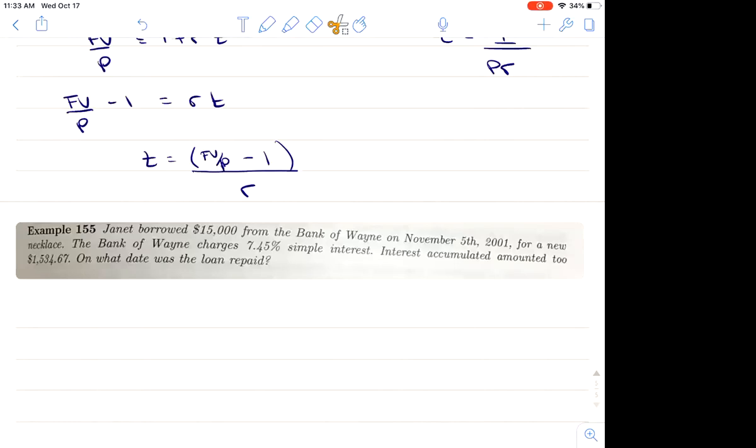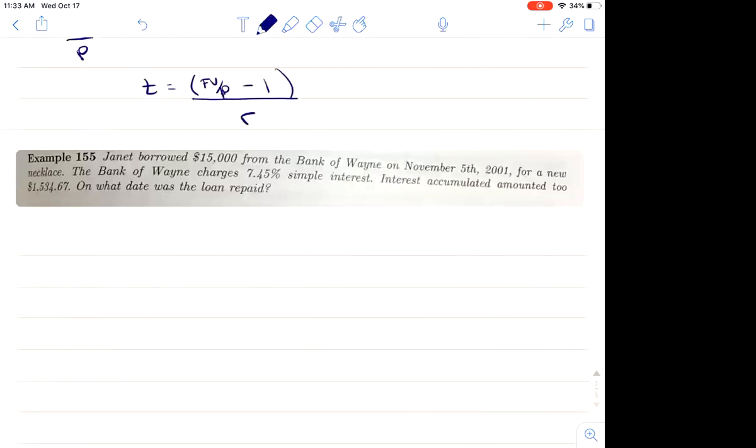Here, we might benefit from a timeline. It doesn't say we have to, but let's do it because we can. Okay. So we start our timeline with our start point and our end point. So we know the initial loan was on November 5th, 2001. And we want to know this date.